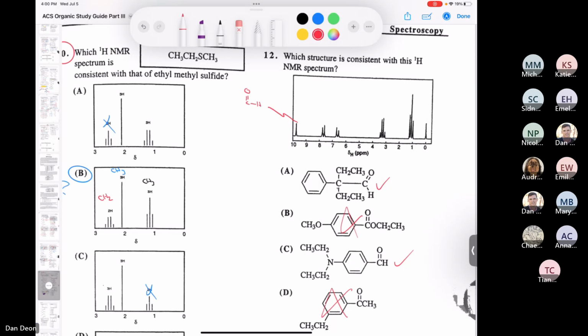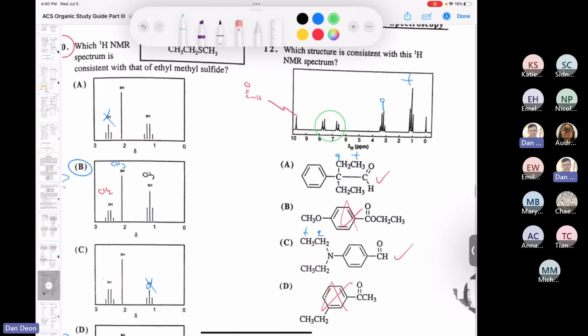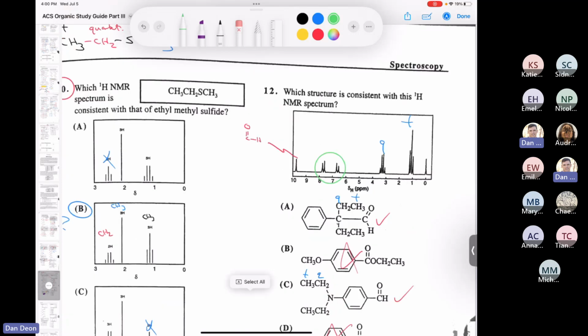All right, then you see that we have a triplet and a quartet. Well, here, this would give you a triplet, this would give you a quartet. And in here, this would give you a triplet, and this would give you a quartet. And so what else do we have? We have these 2 peaks here around 7 ppm. What do we know when we have signals like these in the green circle?